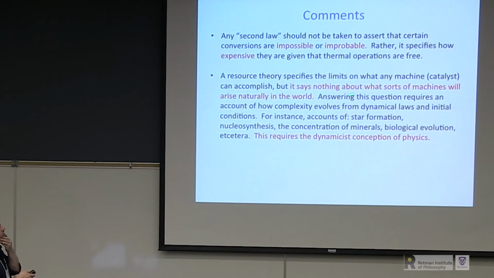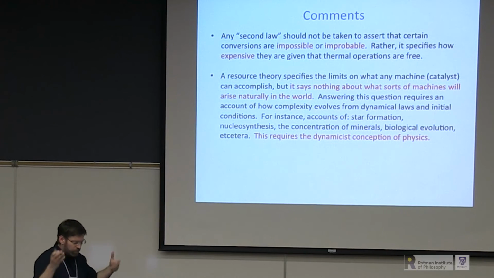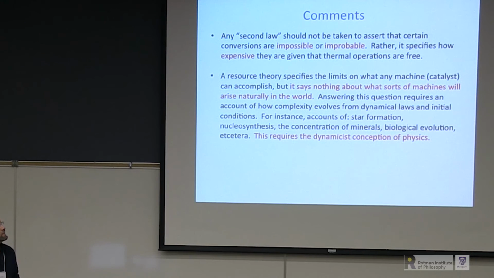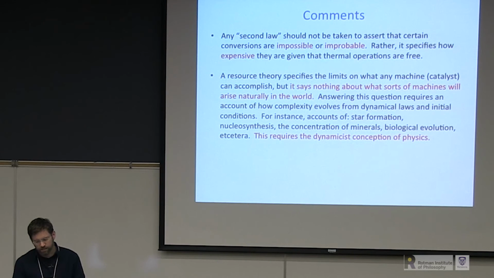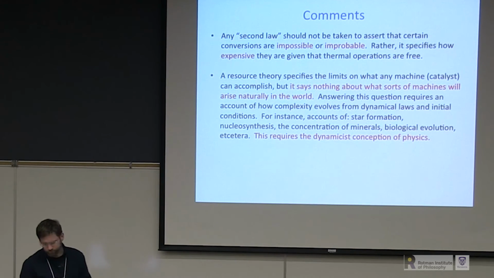So this whole resource theory approach says nothing about what sorts of machines, for example, will arise naturally in the world. Living organisms manage to do work. They use a reservoir, say through photosynthesis, and they do work. They're sort of a naturally occurring machine that can do these conversions. Nothing in the resource theory says anything about what sorts of machines like that will arise. That kind of question, which I think has been the focus for a lot of discussions of the foundations of thermodynamics, is not really addressed by the resource theory. You would really need this dynamicist conception of physics to address that sort of question.